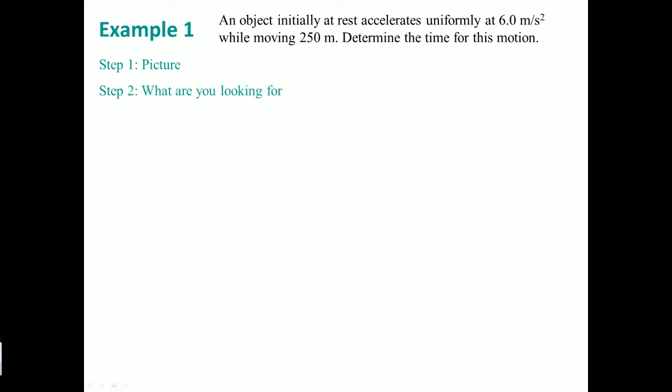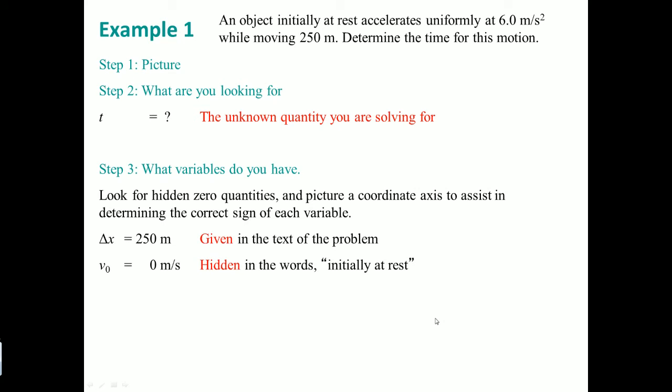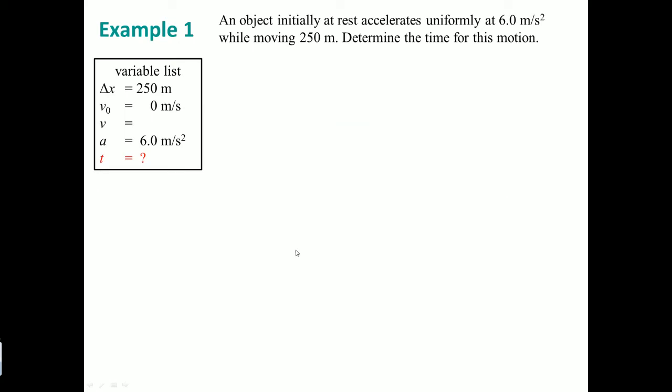Ask yourself what you're looking for, and we know it is the t, so we put a question mark there. Then we list the variables of what we're trying to solve. Delta x equals 250, v naught is equal to 0. That is one of the hidden variables. We saw that from the phrase initially at rest. V, our final velocity, was never given, and a is equal to 6.0 meters per second squared because that was given in the problem. Once I write my variable list, I can decide on an equation.